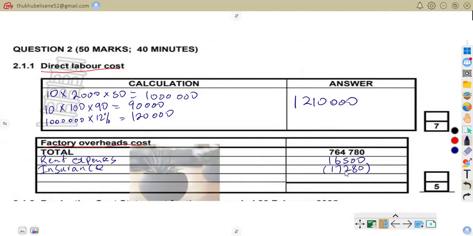So that is that, and then we get the amount for factory overheads. You add the total with 16,500 of rent expense minus 17,280 of office insurance, and this will give us 764,000. So that is that. We are done with factory overheads.